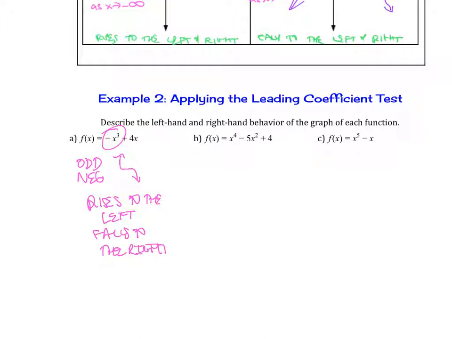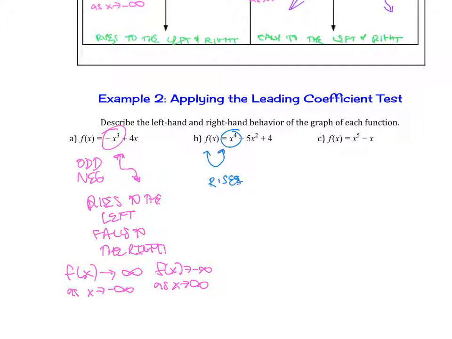I will want you to describe it, though, by using f of x. F of x approaches infinity as x approaches negative infinity. And then on the right side, f of x approaches negative infinity as x approaches infinity. Again, I use this little sketch to help me out. The next one, x to the fourth. We know they're going the exact same direction, so they both go up. It's even with a positive leading coefficient, so this rises to the left and right.